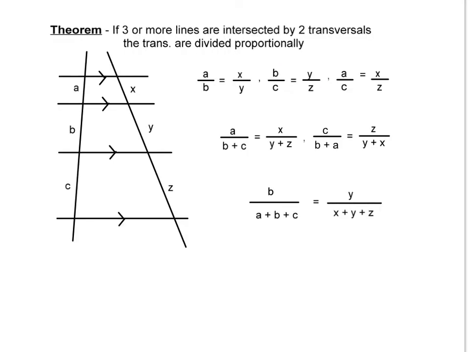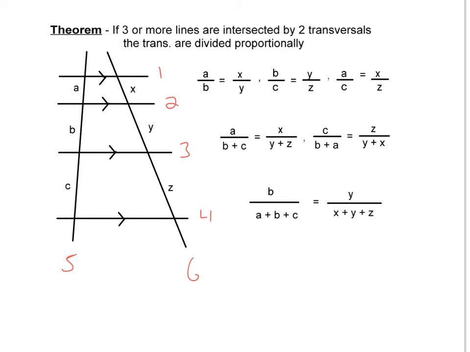Our third theorem has to do with multiple transversals with multiple parallel lines. So if I have three or more lines intersected by two or more transversals, I'm going to create a whole bunch of proportions. Just looking right here, we'll call this line 1, line 2, line 3, and line 4. If lines 1, 2, 3, and 4 are all parallel, and line 5 and line 6 are transversals, any transversal that cuts these parallel lines is going to create proportional segments.